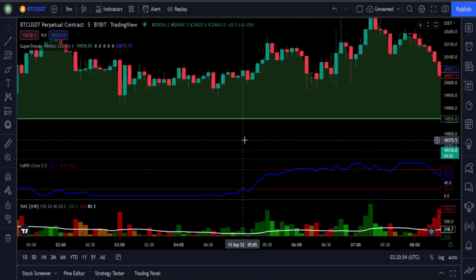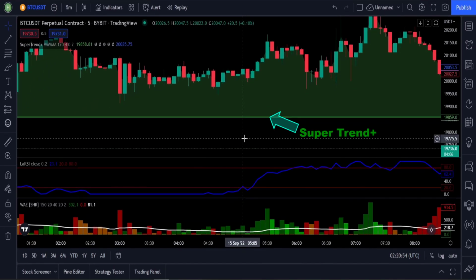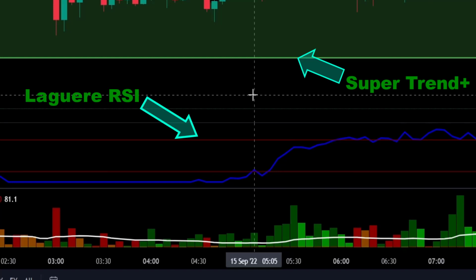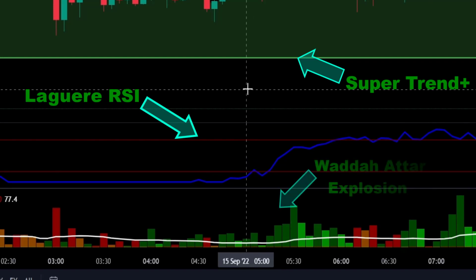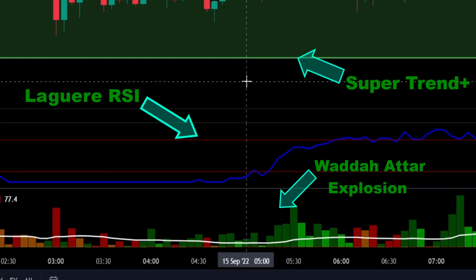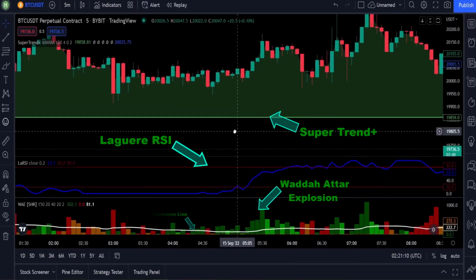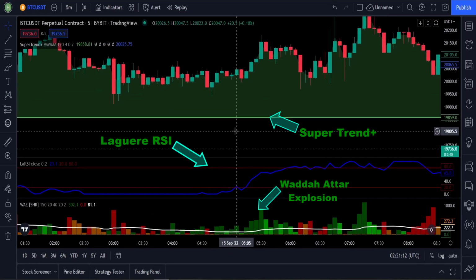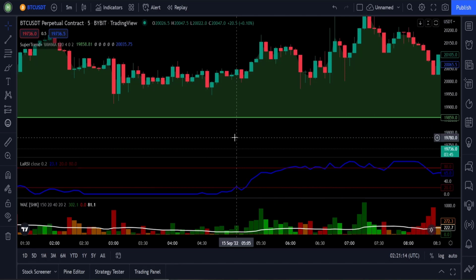So let's talk about the rules for entering a long trade. Number 1. The price action should be above the supertrend, and the supertrend line should be colored in green, like it is here. Number 2. The Laguerre RSI blue line has to cross the lower band from the bottom to top, like it's doing right here. Number 3. On the Wada Attar Explosion, the bar needs to be colored in dark green, and it needs to break above the explosion line exactly like this. Once all these conditions are met, you can go in for a buy trade right at the close of that candle. Don't panic if you don't get it. I'll show you multiple examples soon.